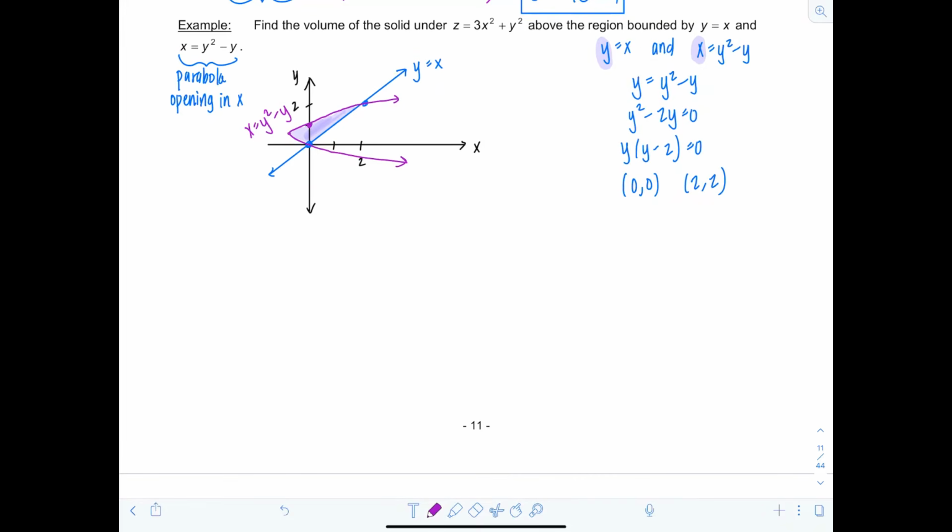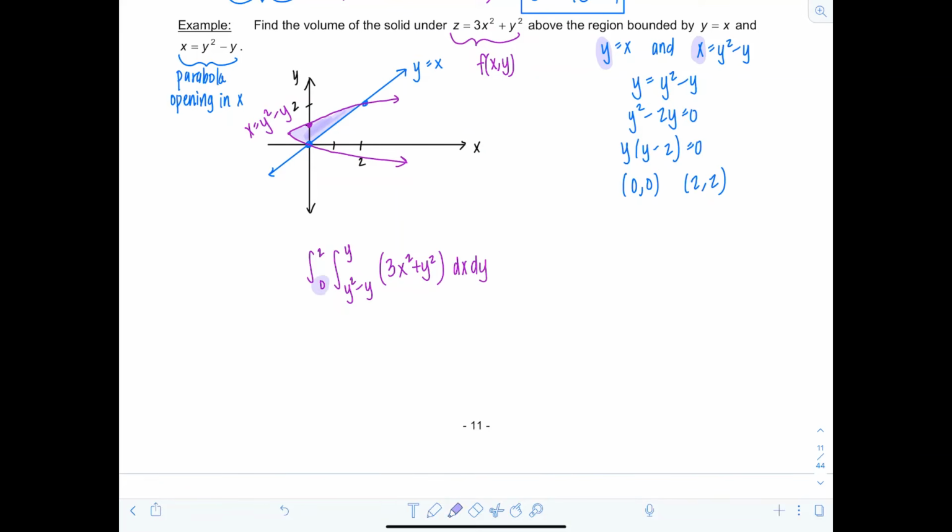All right, so the region is bounded in the y direction. Remember, these have to be constant, from 0 to 2. And then in the x direction, the curve on the right that bounds it is y equals x. But remember, this has to be in terms of y. So we're just going to have y up here. And then the parabola is on the left, so y squared minus y. And then f of xy is right here, 3x squared plus y squared. And remember, the order is dx and then dy.